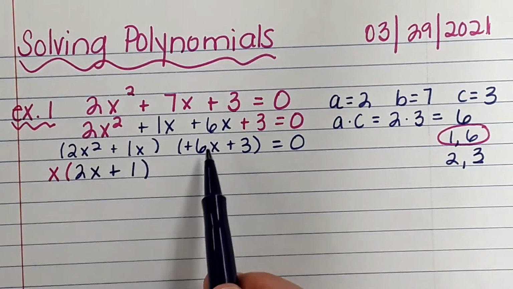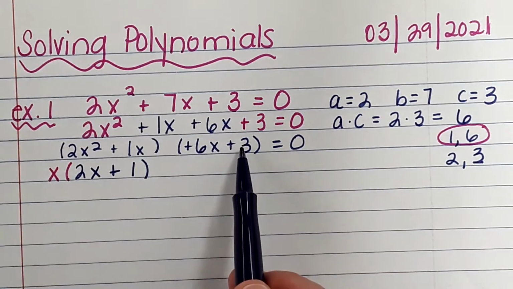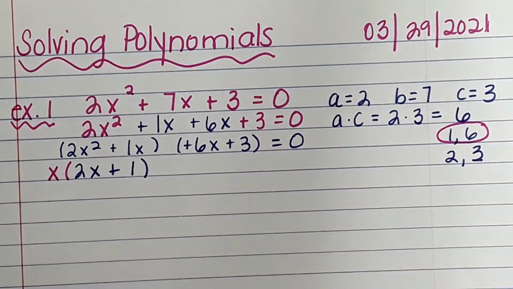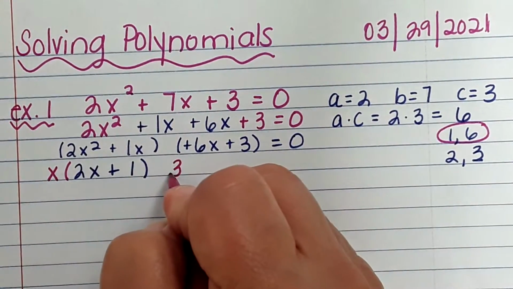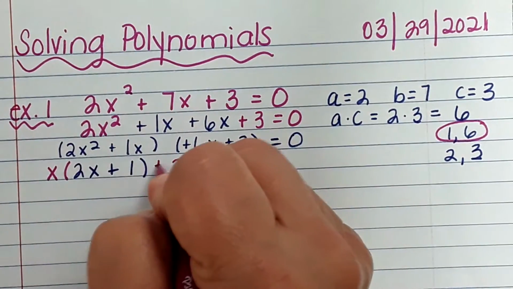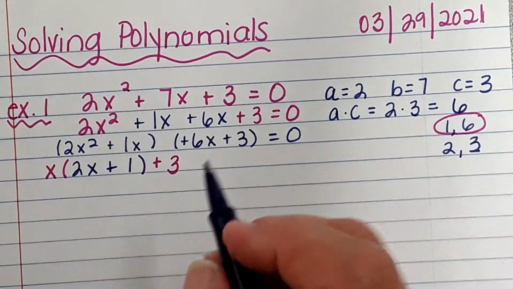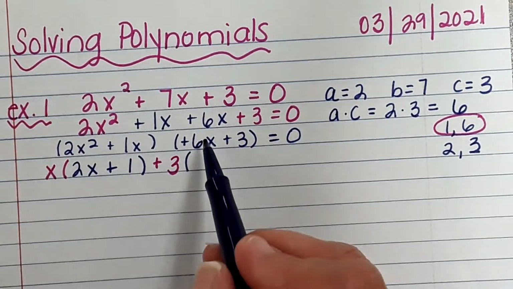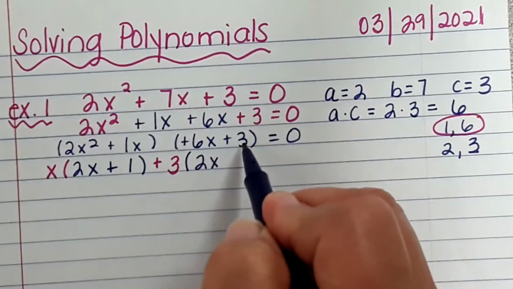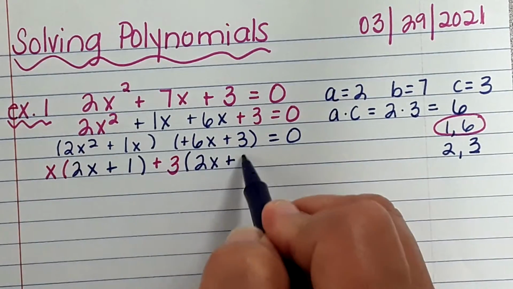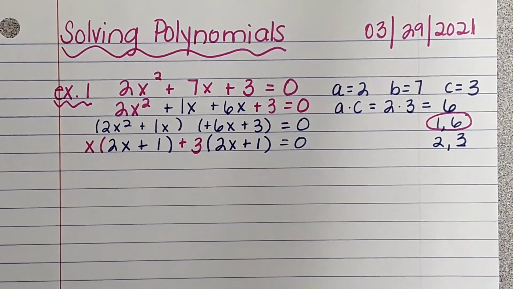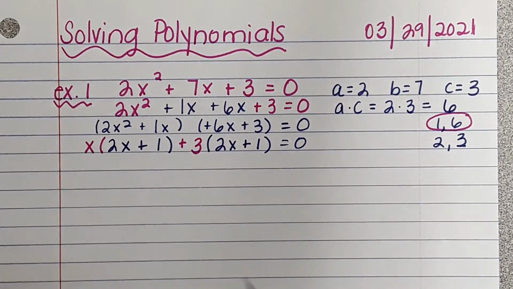Now we're going to look at 6x and 3. When you see numbers, does 3 go into 6? Then that means you're going to put 3 on the outside, and it's a positive 3 because that 6 is positive. And then what's left over? What is 6 divided by 3? And then 3 divided by 3 is? Now, on my quiz, what would my final answer be?